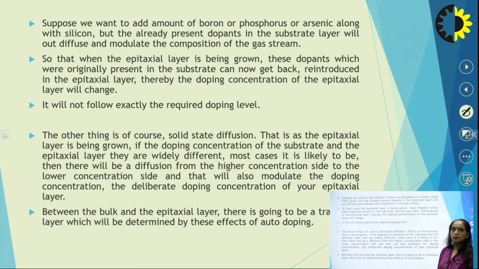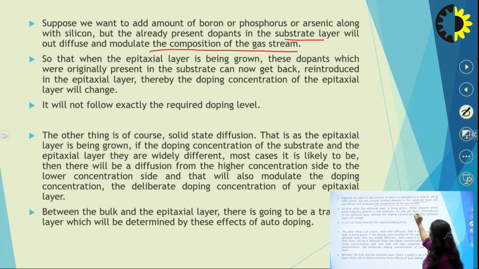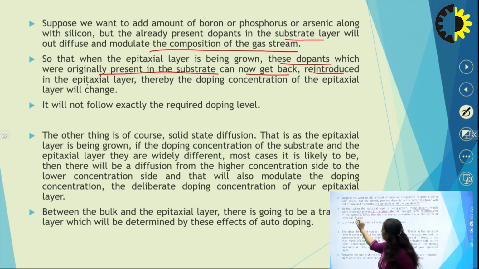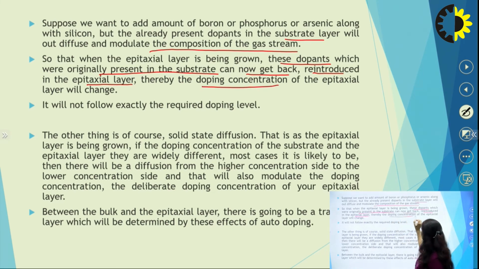Now, suppose we want to add some impurities along with the silicon, but the dopants already present in the substrate layer will be out-diffused and modulate the composition of the gas stream, so that when the epitaxial layer is being grown, these dopants originally present in the substrate can get back and be reintroduced in the epitaxial layer. Thereby the doping concentration of the epitaxial layer will be changed, right? So this will not follow the exact requirement of your epitaxial layer. This is because of solid state diffusion. Your dopants will be out-diffused as the epitaxial layer is being grown.